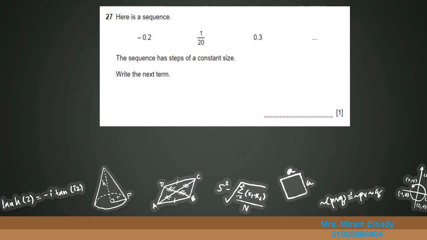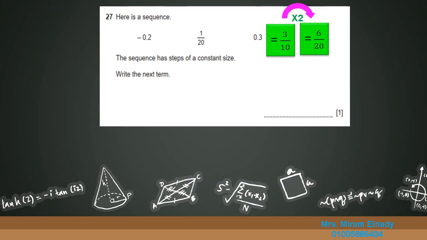Here is a sequence. The sequence has steps of a constant size. Negative 0.2, 1 over 20, and 0.3. We need here to change 0.3 from decimal to fraction, so it will be 3 over 10. But to compare 3 over 10 to 1 over 20, we need to change 3 over 10 into something over 20. So we're going to multiply by 2 up and down. It will be 6 over 20.